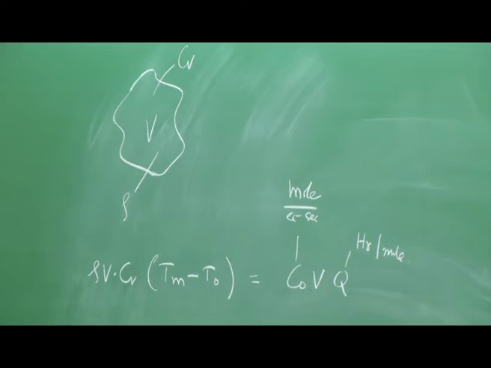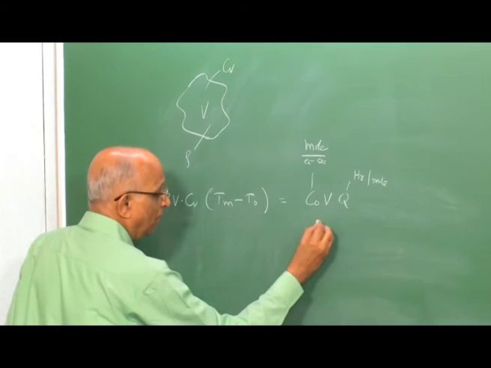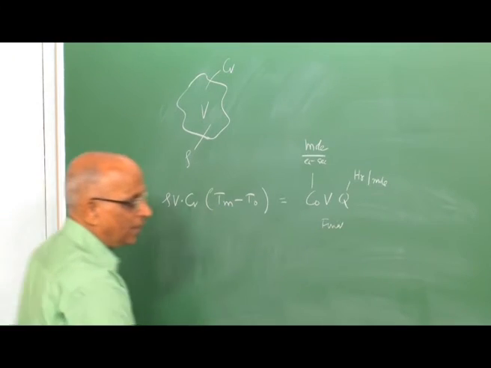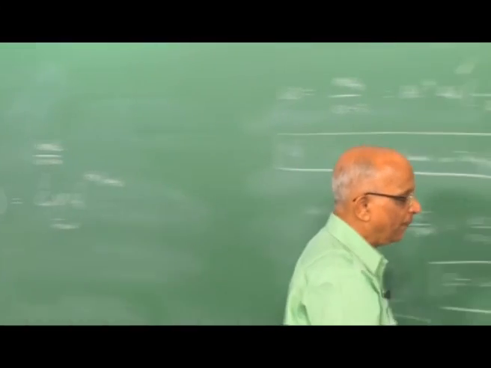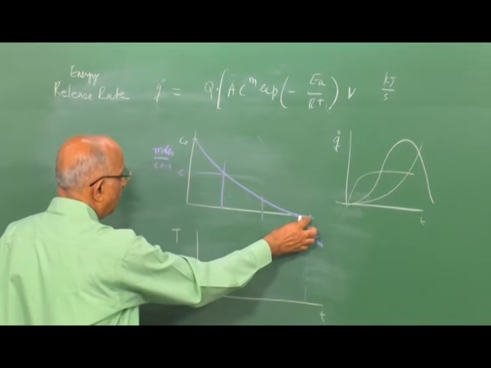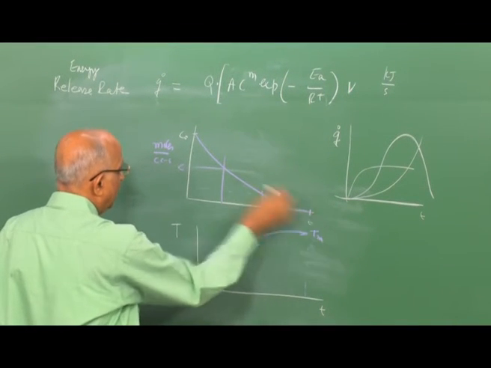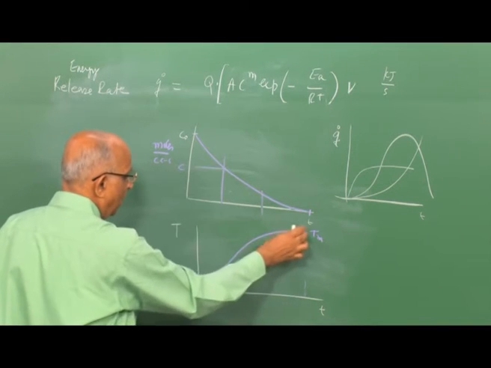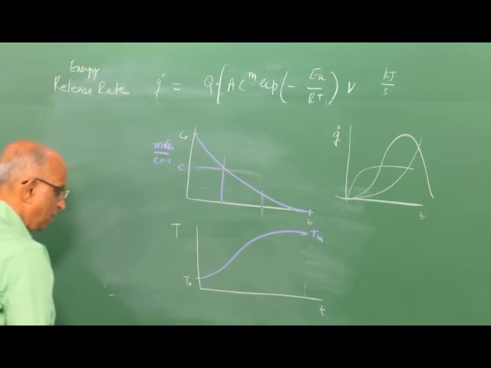This is the final value, when all the energy is released, because finally I get the value of Tm. Let us take a look at this graph again. Finally, I have a temperature Tm. Finally, all the concentration is over, C becomes 0. Therefore, C0 minus 0 is C0, at which I have the maximum temperature.